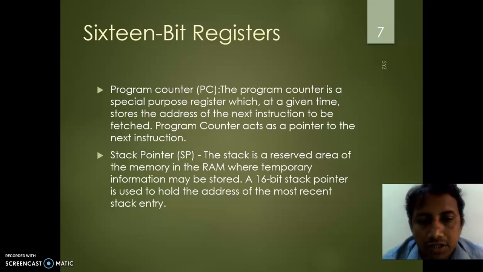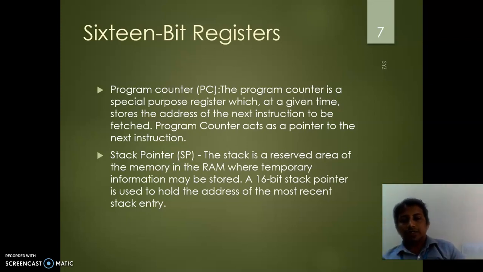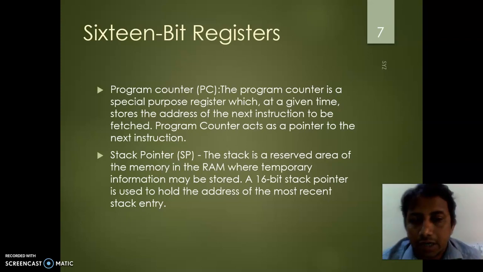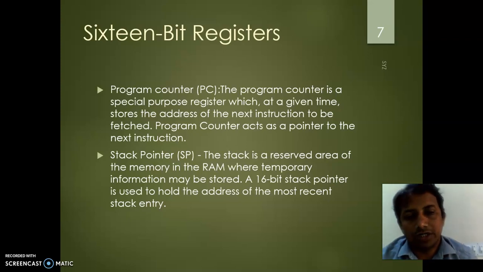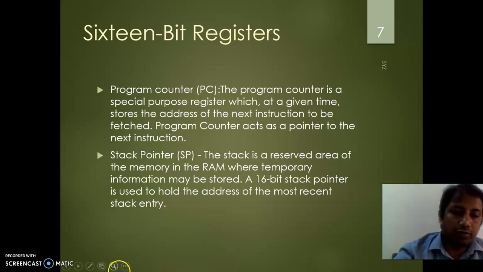The last 16-bit register is the stack pointer. There is a small memory space in the RAM where temporary information is stored, like intermediate addresses or intermediate values. To store those, we use a special register called the stack pointer. The stack is a reserved memory space where temporary data is kept, and the top of the stack is given by the stack pointer. Both the stack pointer and the program counter are address registers, which is the reason they are 16-bit.